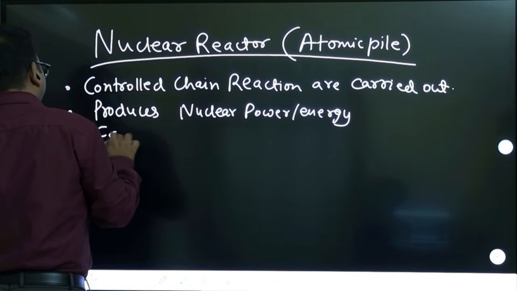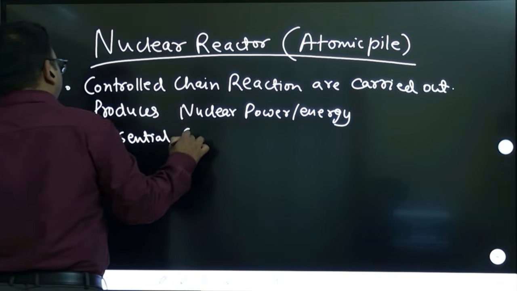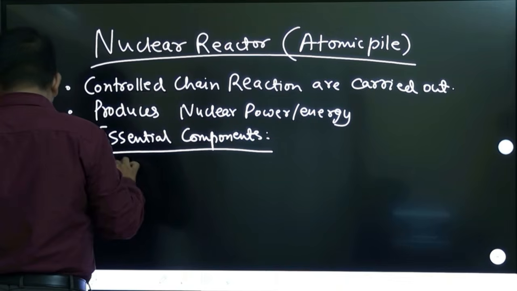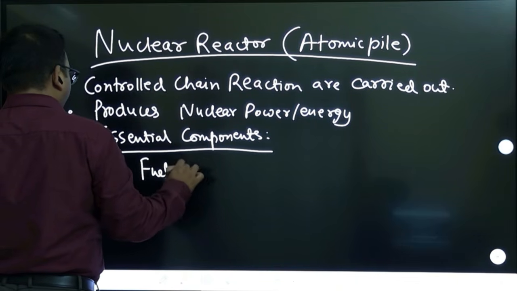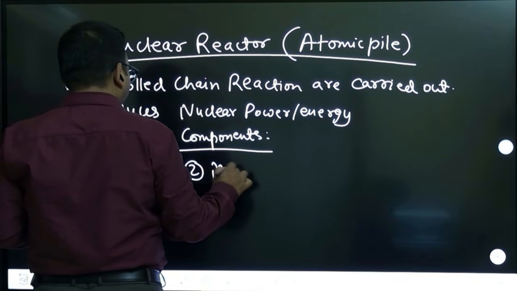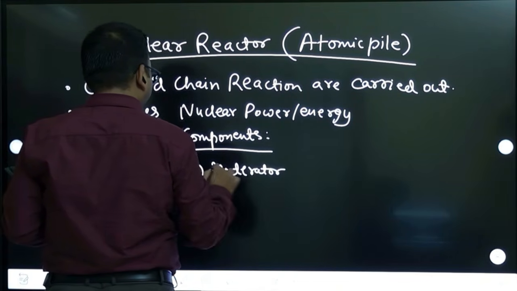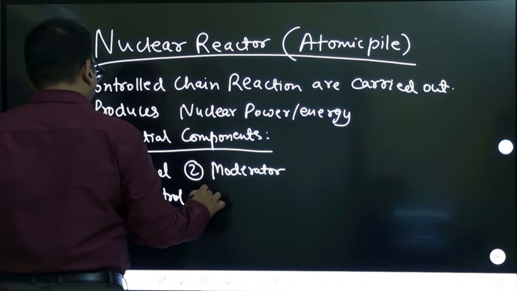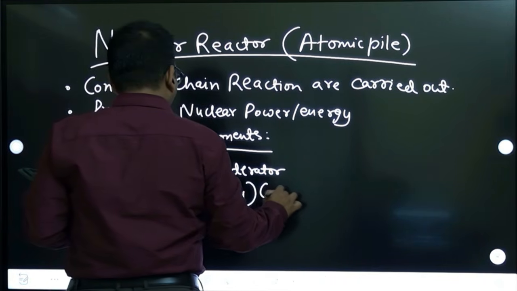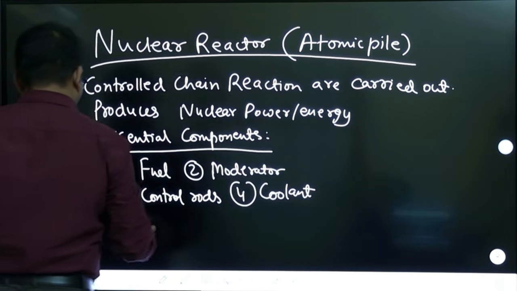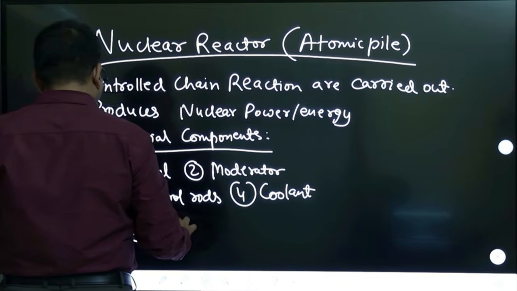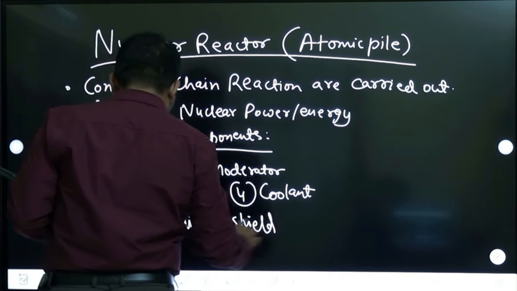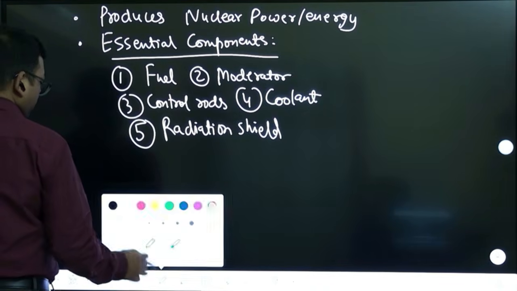What are the essential components? Essential components are: first, fuel; second, moderator; third, control rods; fourth, coolant; fifth, radiation shield. Let us quickly note about all this.